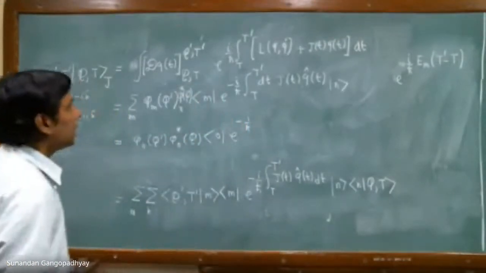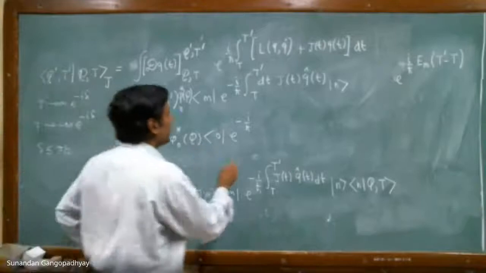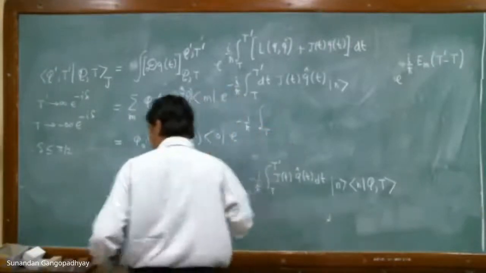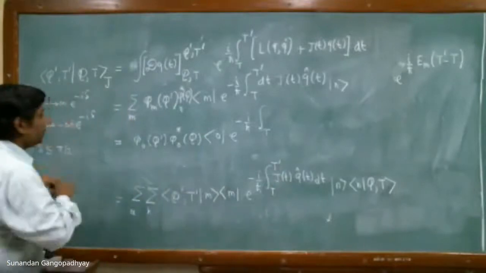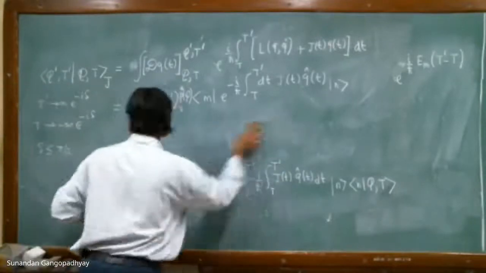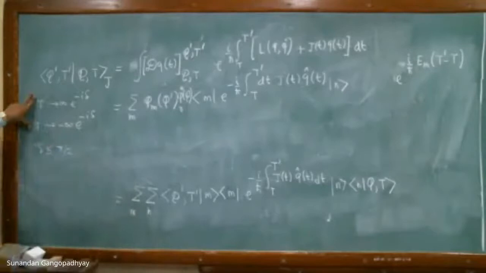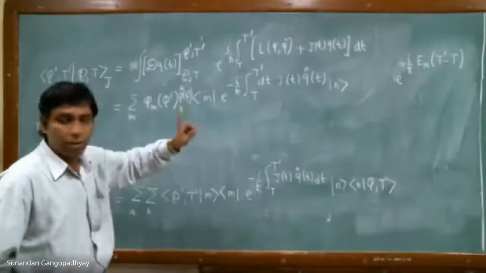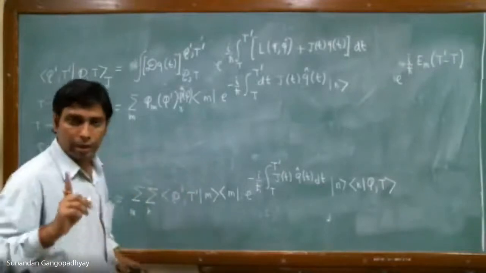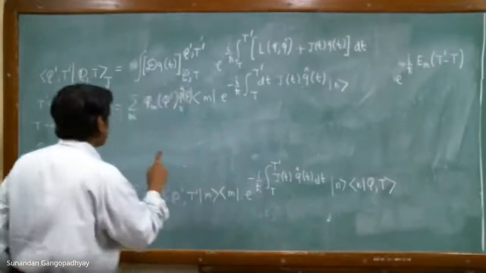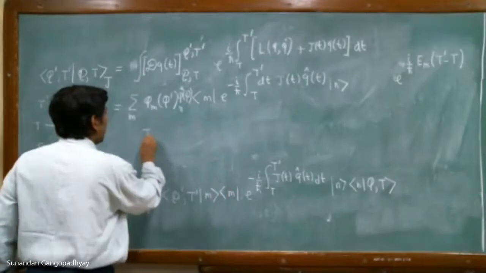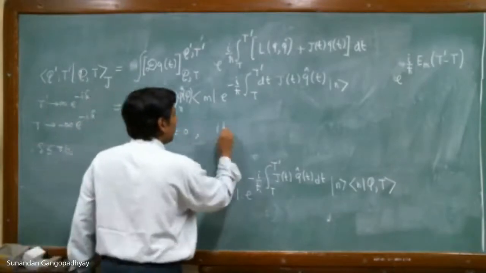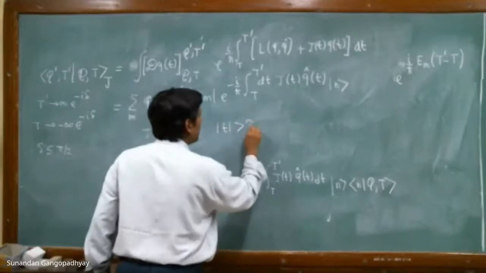Okay, before that, let me just do it over here. I'll do one more thing before taking the limit. Just a minute. We have this expression. We have not taken the limit yet, but we'll do one intermediate step. What we shall say is that J(t) is equal to 0 for mod t greater than tau.